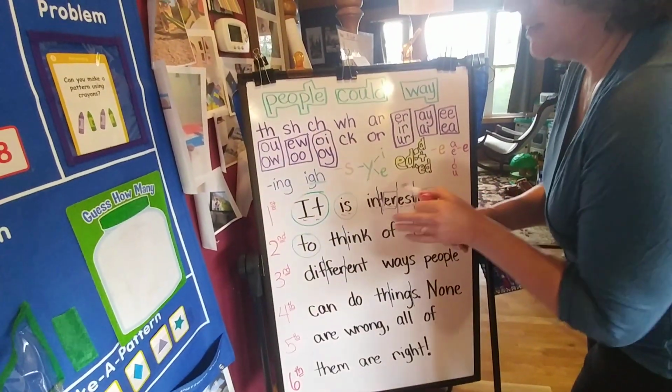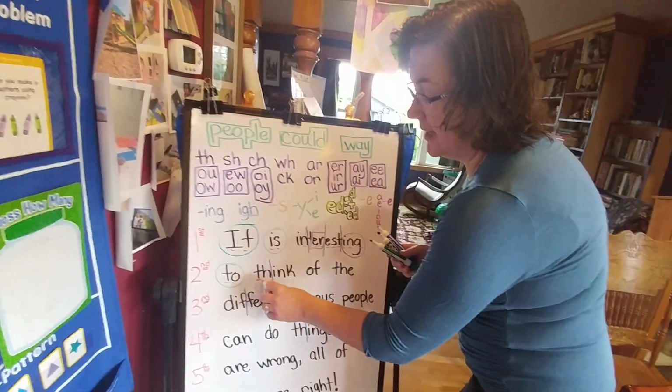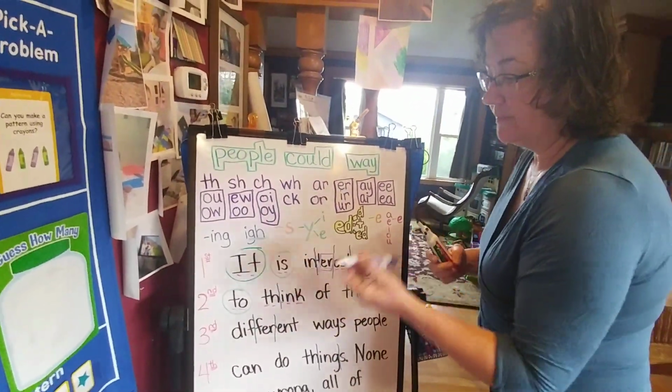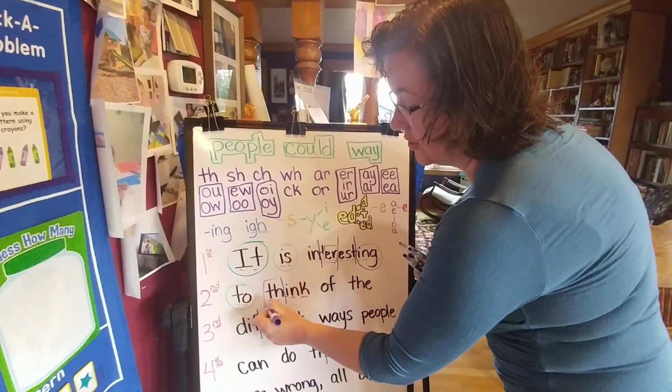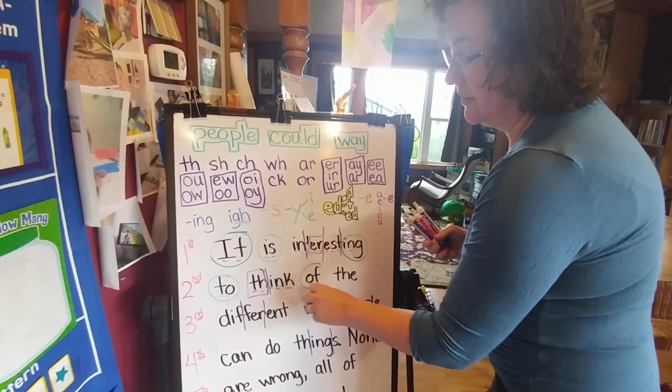Second line, I see the sight word two. Spell it with me. T-O, two. Think. T-H-I-N-K. What do you see in there? T-H letter pair. T-H.